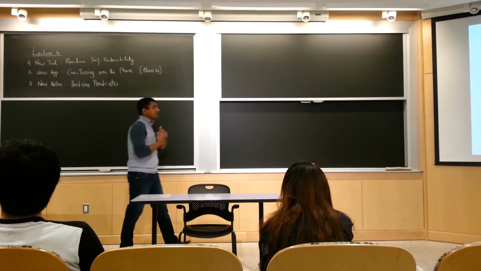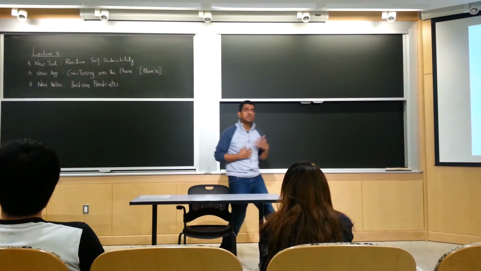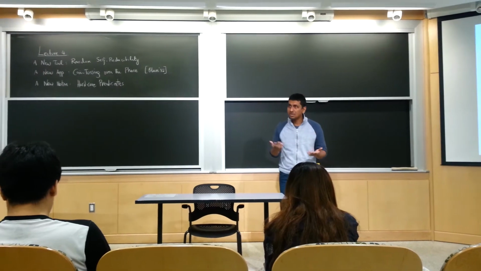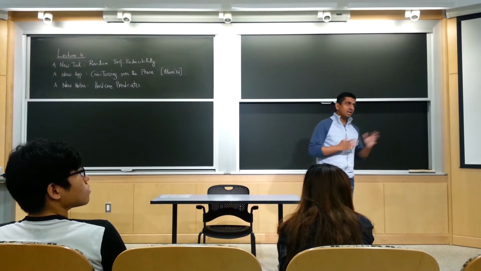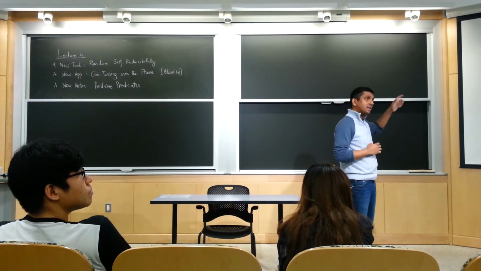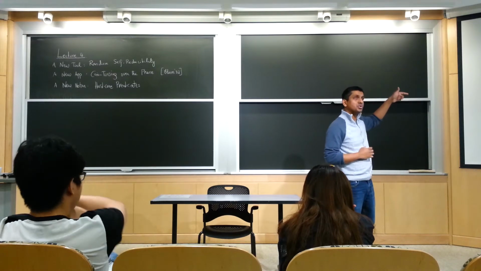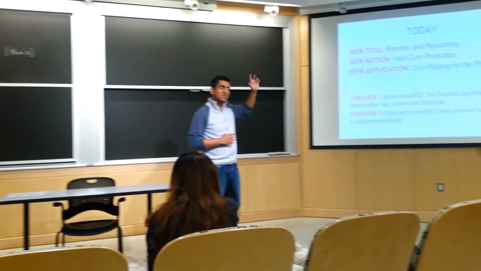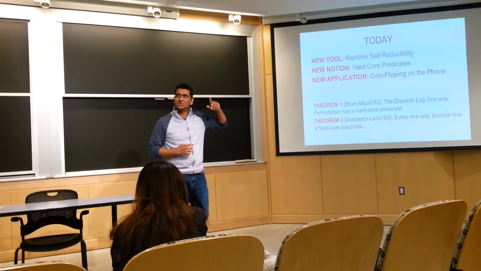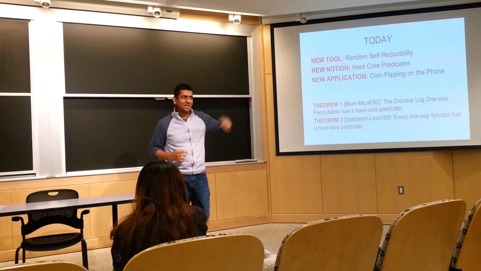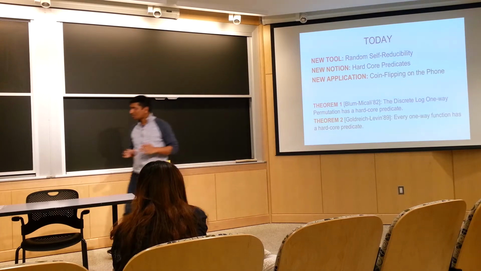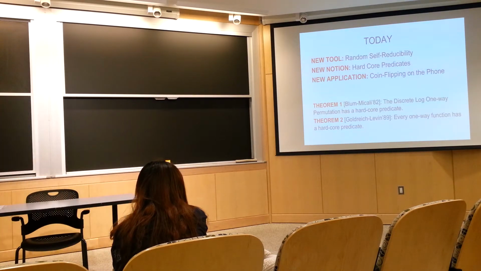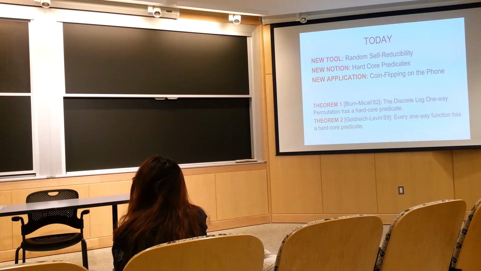We'll then go on to see the first new cryptographic application, namely coin flipping on the phone. I'll tell you what that means. And to solve that problem, we'll need to introduce a new notion called hardcore predicates. And to achieve hardcore predicates, we'll need to use random self-reducibility, so the whole thing kind of ties back. That's the plan for today. Never mind what these things are.